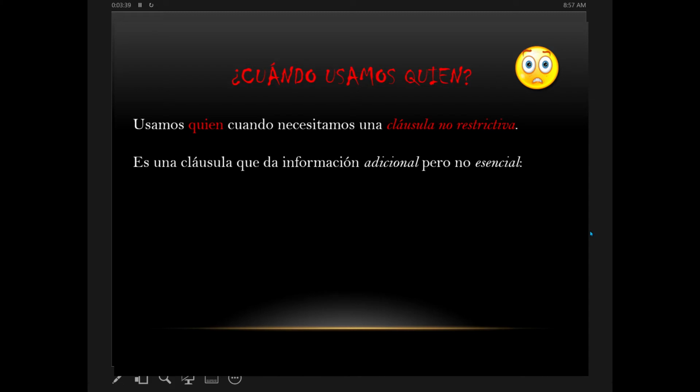And in which situation do we use quien? When the clause is not restrictive, as in it does not have to be there for the sentence to be clear. It is a clause that gives additional information, but you do not have to have it there to differentiate between one item and another. And so here's an example. My wife, who lives in my house, is nice. My wife is nice is a perfectly good sentence. Just happened to mention that she lives in the same house I do. That is completely unnecessary information.